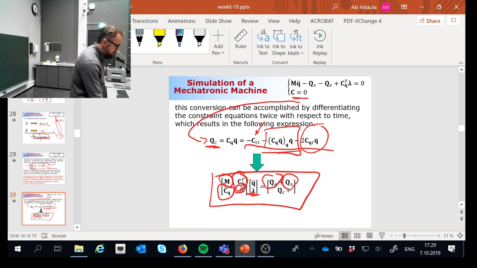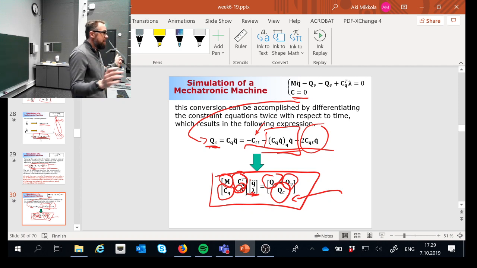And then this new friend here, which comes when you differentiate your constraint twice with respect to time. Well, it is what it is. There always has to be that painful person in a group. That's it. This is that painful person. Others are friendly persons. No worries.